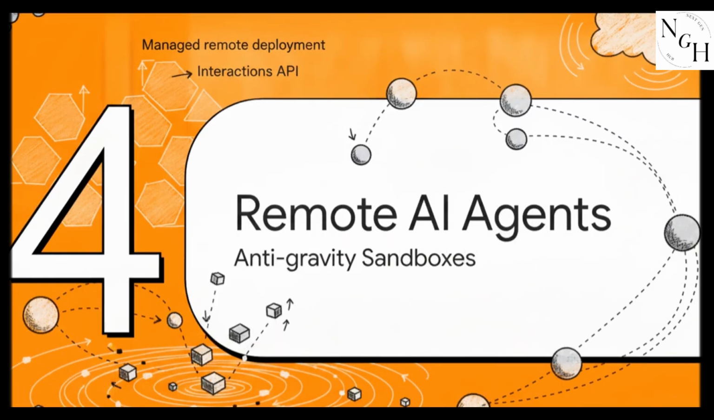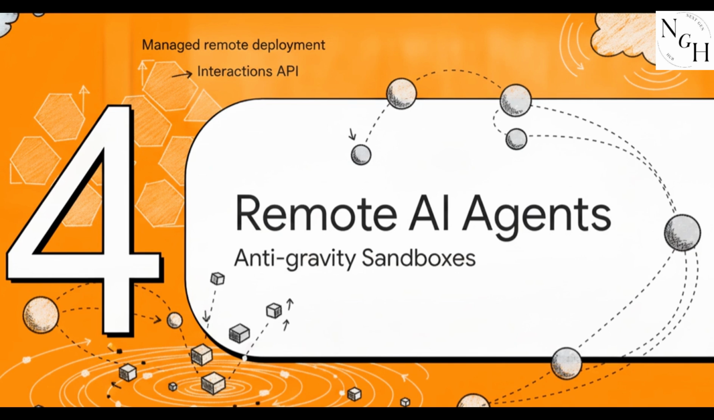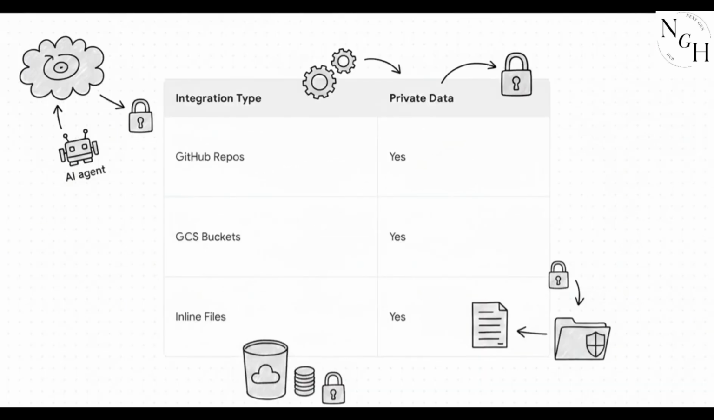Which brings us to Section 4, Mastering Remote AI Agents and Anti-Gravity Environments. Remote environments give your agents isolated, persistent cloud sandboxes. To put that into perspective, it means they can securely mount and interact with your private GitHub repositories, your Google Cloud storage buckets, and inline files, all without any local setup whatsoever. And yes, it is fully designed from the ground up to handle your private and sensitive data securely.